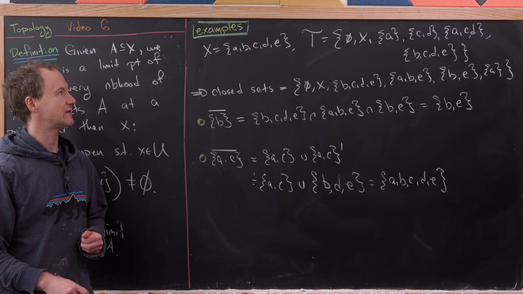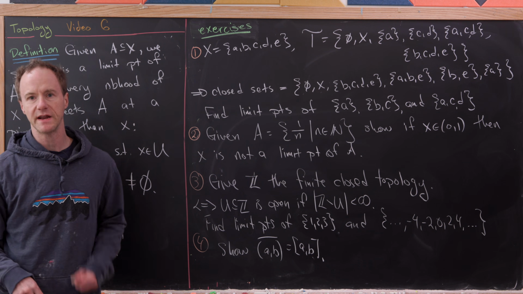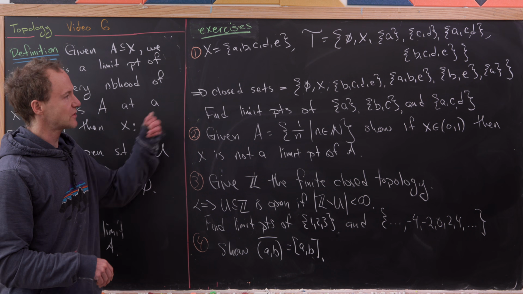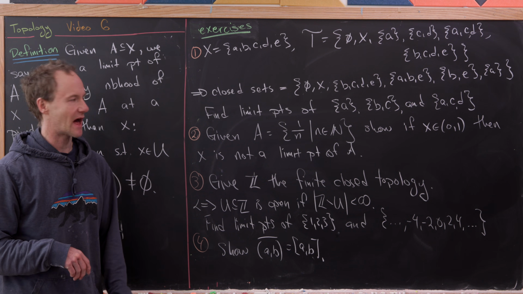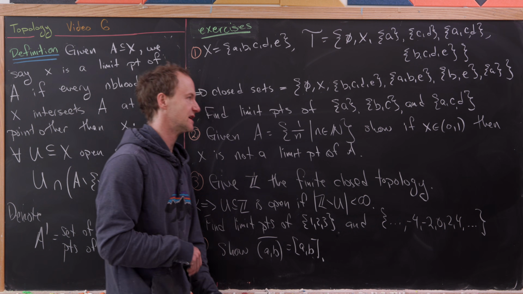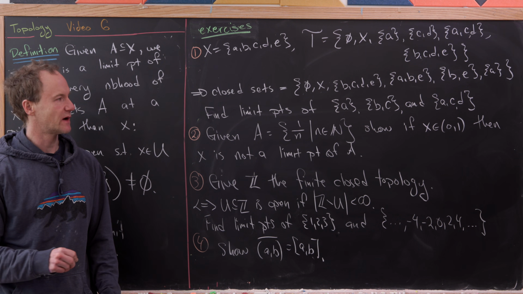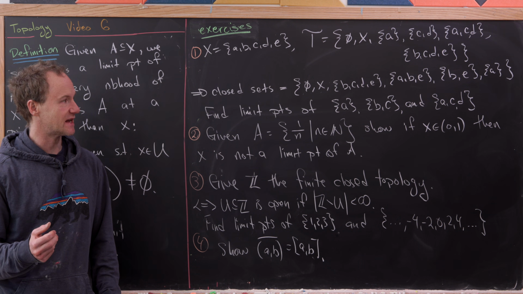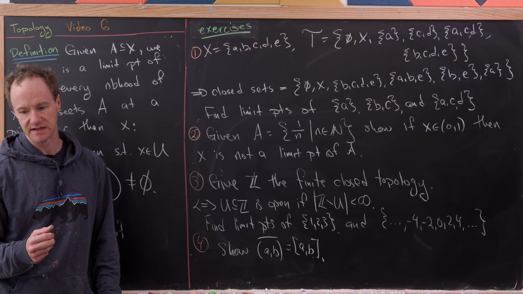Okay, so now I'll leave you with some exercises. All right, here are some exercises for you. The first one starts with the same setup that we had in the previous example, but now let's find the limit points of these three sets: the singleton A, the two-element subset B and C, and the three-element subset A, C, D.